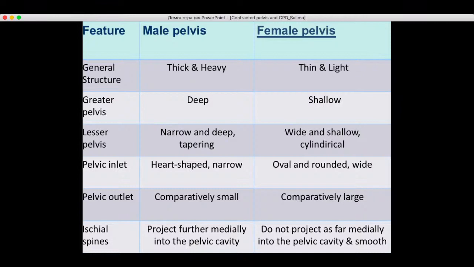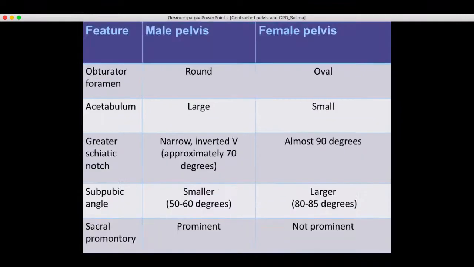Pelvic outlet also is very important from the obstetrical point of view. In case of the male pelvis, it's comparatively small, and in case of the female pelvis, it's comparatively large. What about the ischial spine? It's also very important for the obstetricians. In case of the male pelvis, it projects further medially into the pelvic cavity, and in the female pelvis, it does not project as far into the pelvic cavity and is smooth.